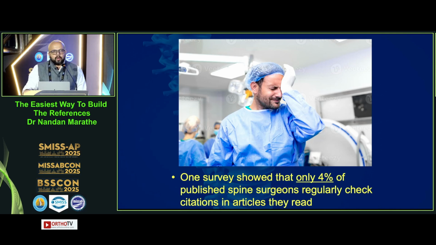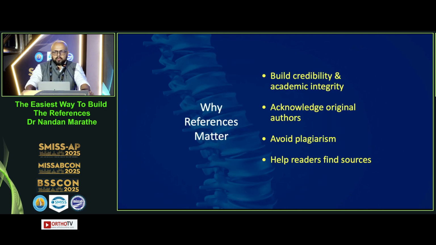If we look at all the spine surgeons, there was a survey done by AO Spine, and it showed that only 4% of published spine surgeons are actually checking the citations of the articles that they read. There was one more paper which was published in the Global Spine Journal, and it showed that the errors in bibliography are as high as 23%. So I believe that all of us have been ignoring bibliography or the references, but they are a very important part of your research paper.